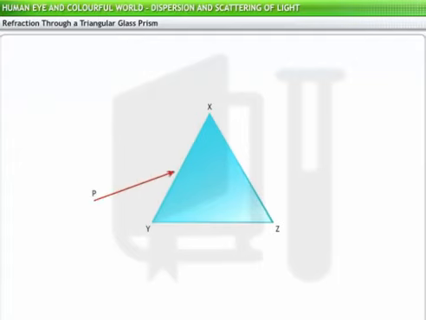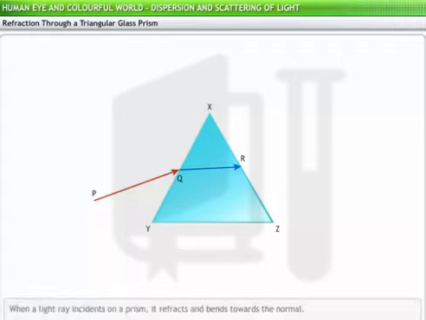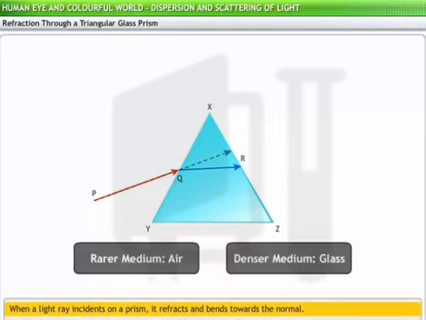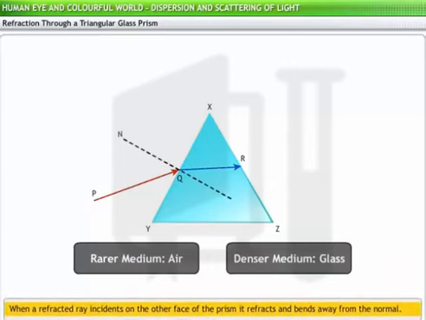When the light ray PQ is incident at Q on the face XY of the cross-section XYZ of the prism, it refracts and propagates forward inside the prism. As the light ray passes from a rarer medium, which is air, to a denser medium, which is glass, it bends towards the normal. When this refracted ray is incident on the other face of the prism XZ at R, it refracts again and becomes the emergent ray RS.